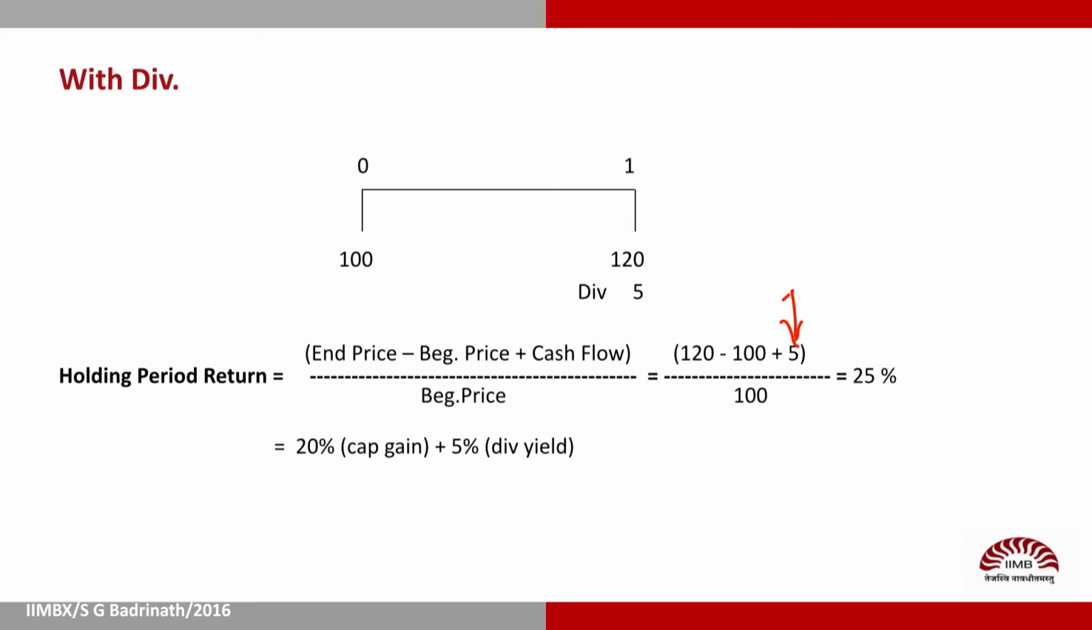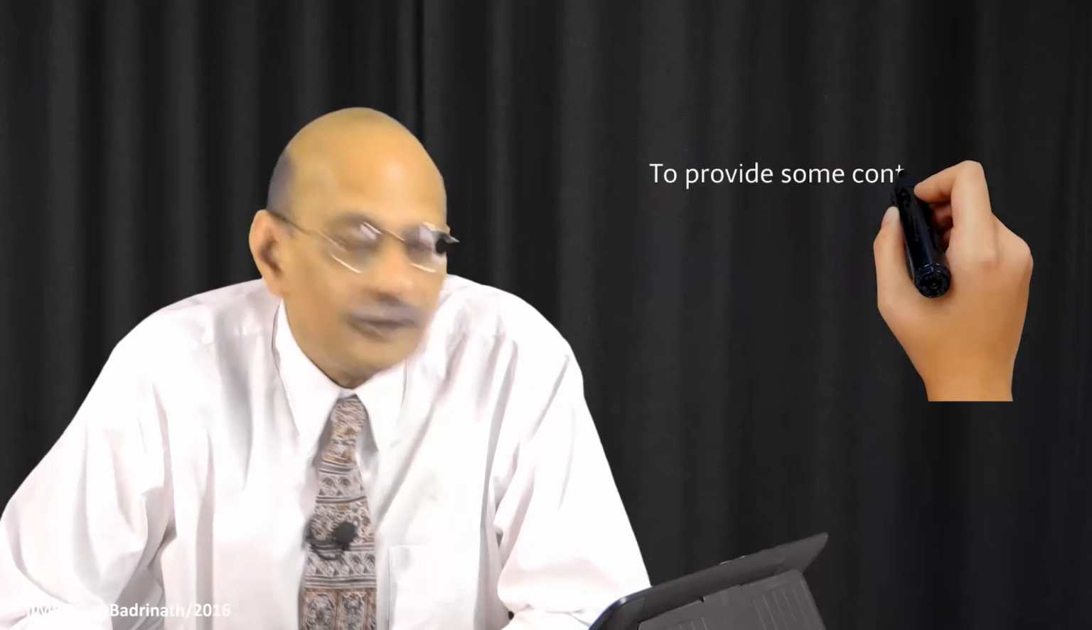The common way in which people think about this is to think of the price appreciation part, the 100 to 120, as a capital gains return or a capital gains yield, and the 5% as a dividend yield. If this was not a stock but a bond, of course it would be a coupon yield instead of a dividend yield. But that's how you decompose the 25% rate of return into its two component parts. What if this period was not a year?